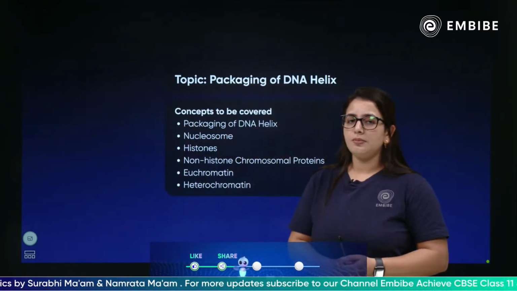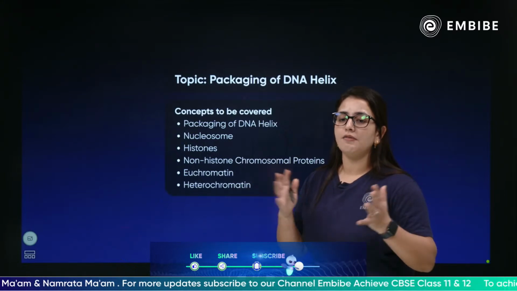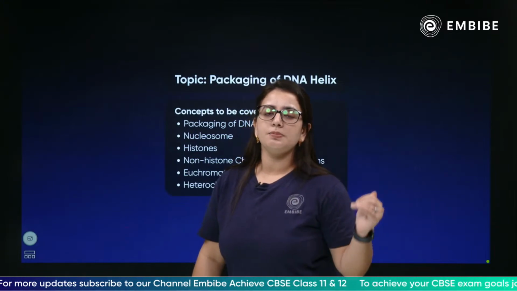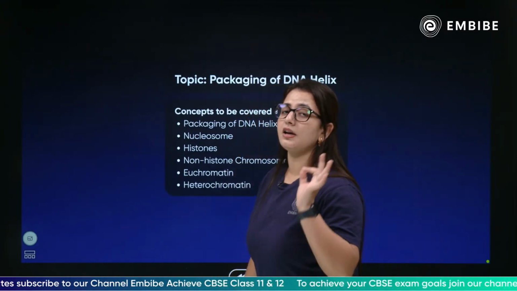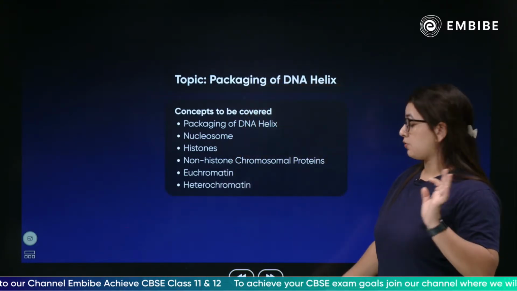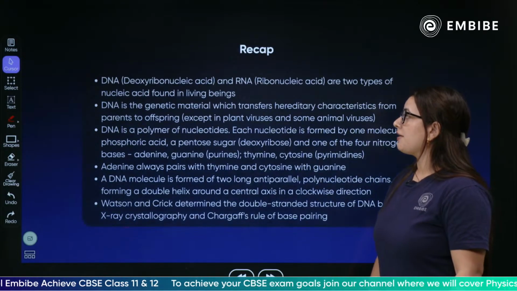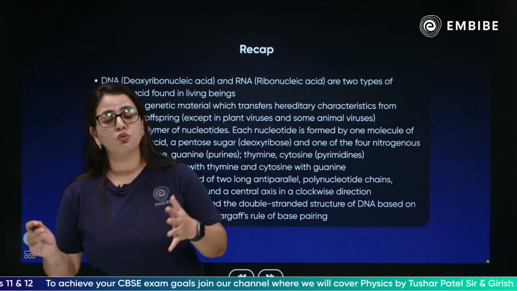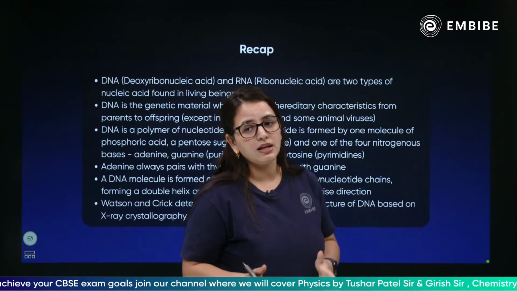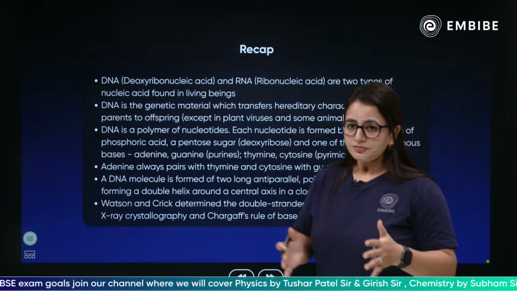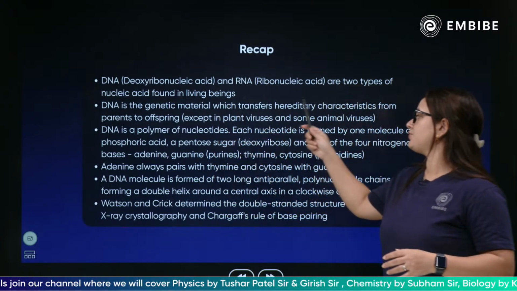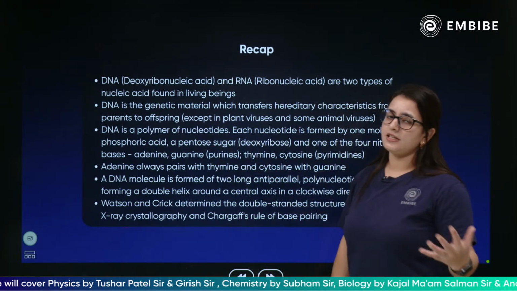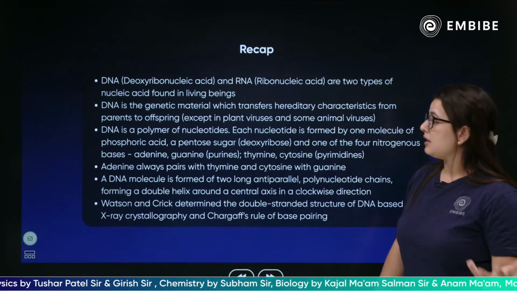Children, before we start, let me have a quick recap, because it's been a long gap. So let's bridge that gap with a quick revision slide. What we studied in the previous session: DNA and RNA are the two types of genetic material found in living organisms. The DNA is the genetic material which transfers hereditary characteristics from the parents to the offspring. That's why DNA is a hereditary material.